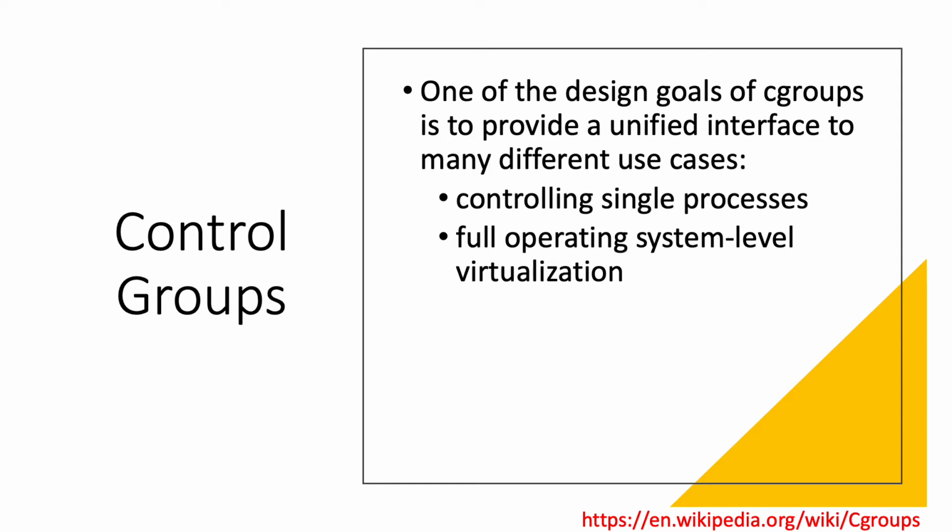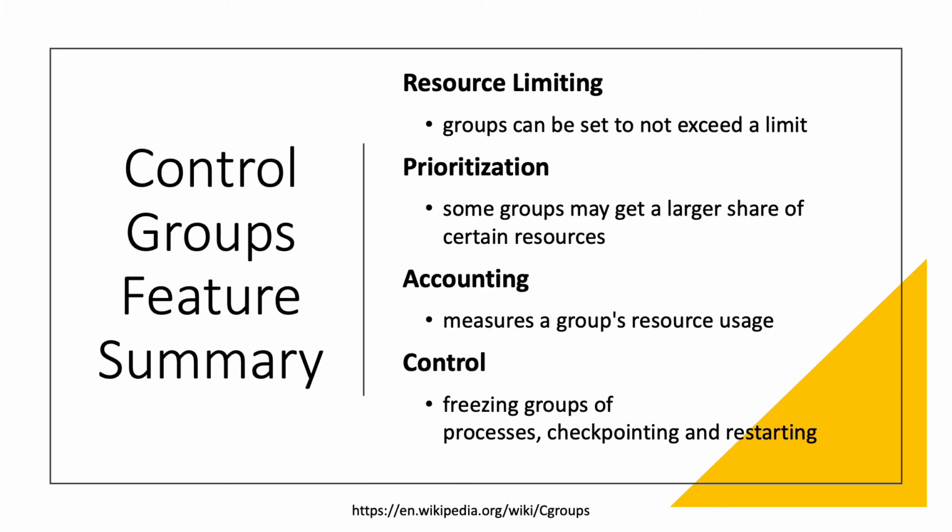So one of the design goals for C groups, why they put that in there, was that they wanted to have this unified interface for different use cases. And this goes all the way from controlling single processes in the operating system to full operating system level virtualization. And obviously with that, you now can have a container, because you're virtualizing at the operating system level.